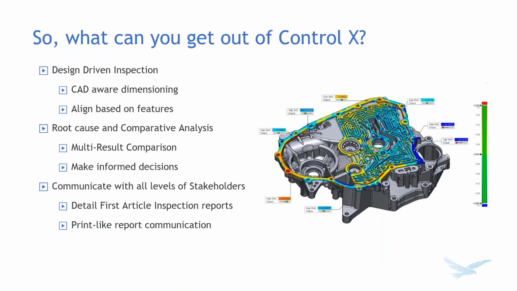So just in conclusion, what can we get out of Control X? Well, we are able to do various types of inspections, CAD awareness, and alignments based off of that CAD data. We can run routine inspection results, needing to just batch off something. We can import in a bunch of scans, run the same results multiple times, and then communicate this by making our customized reports.